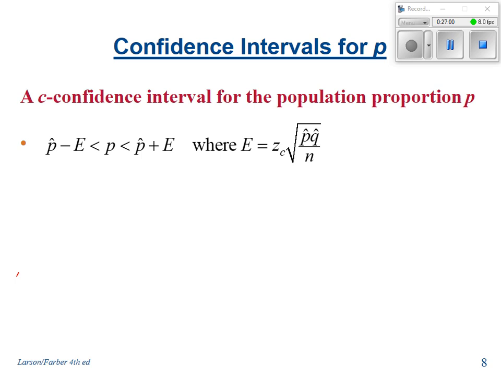A C confidence interval for the population proportion P. Again, notice here it's P, just like before it was mu in the middle when we're writing this confidence interval. You're doing the same thing: P hat minus the margin of error, P hat plus the margin of error. This formula for the margin of error is a little different, but it's the same idea.